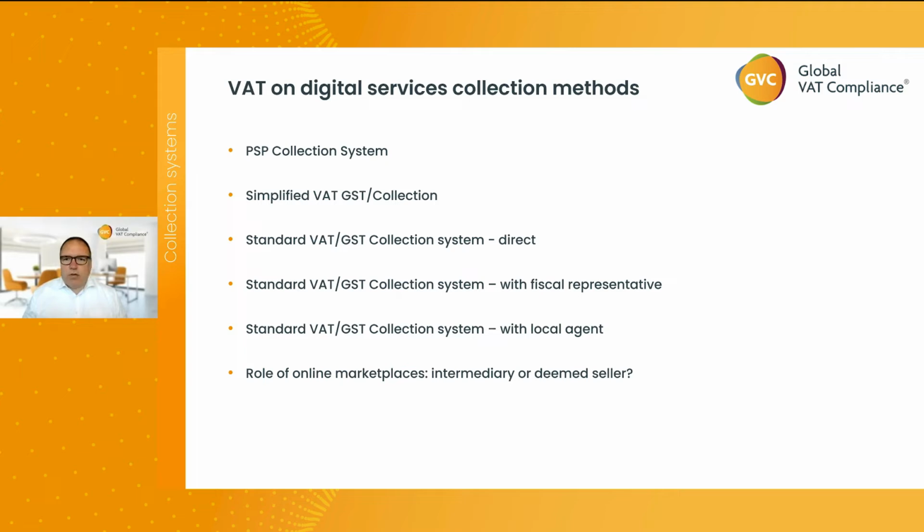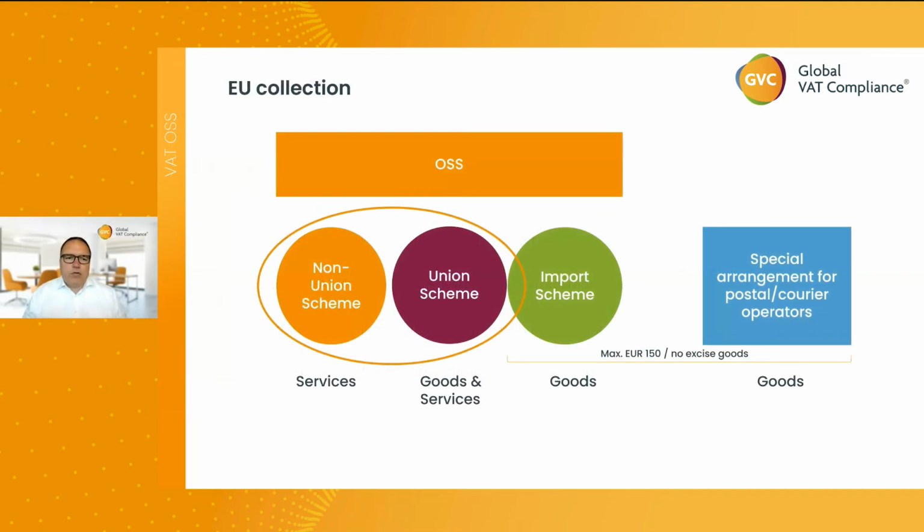I would like to walk through a few of these systems, starting with simplified collection, and that is basically one of the first systems that came about. That is now part of the EU OSS system. For digital services, two of the schemes are relevant. Non-EU sellers are part of the non-union scheme, so they can register in a country of their choice and report the VAT on digital services in that country. So one return for all countries. EU sellers can do it in the union scheme one-stop shop, where they also report cross-border supplies of goods. So those are the two variations in the EU.